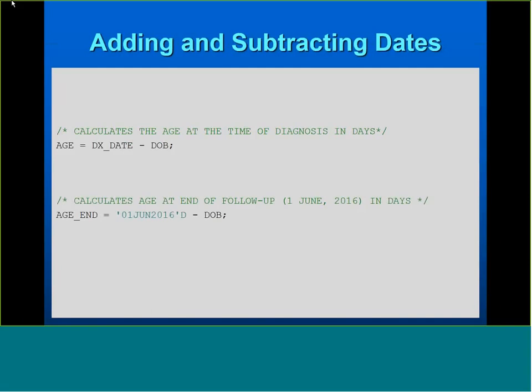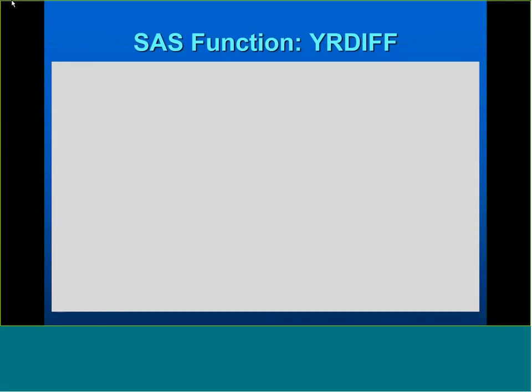But if you wanted to calculate their age at the end of some follow-up or some time period, you could just add that date in and say, how old were they on this particular date? So how old were they on the 1st of June 2016? Again, calculated in days, and that's the code that you might use for that. But what if you wanted to calculate things in years? Often we are interested in age in years rather than in days. And so here's the code to calculate it in days.